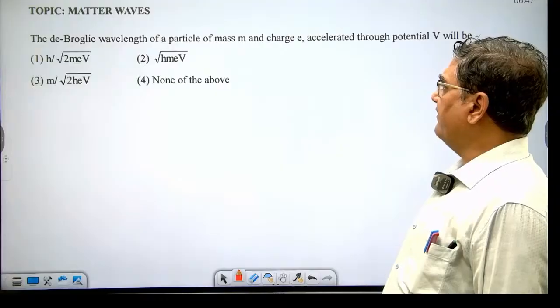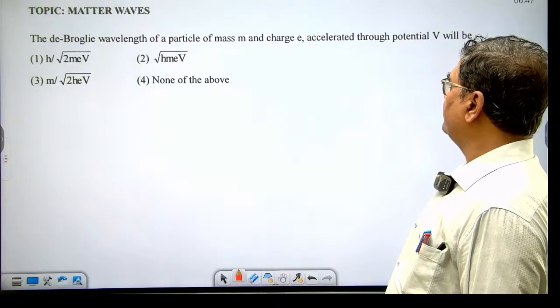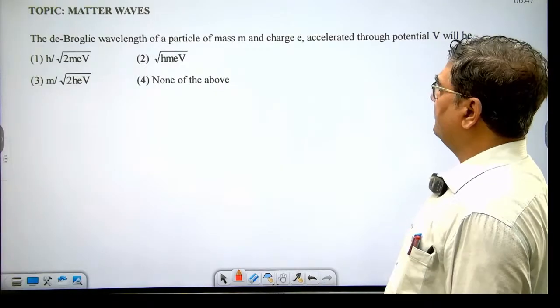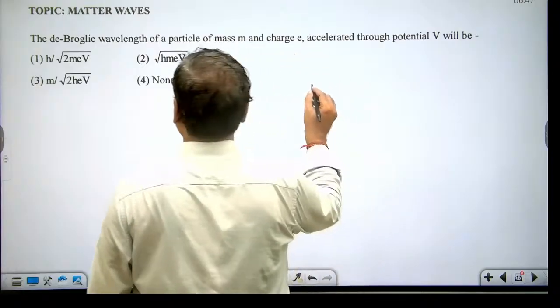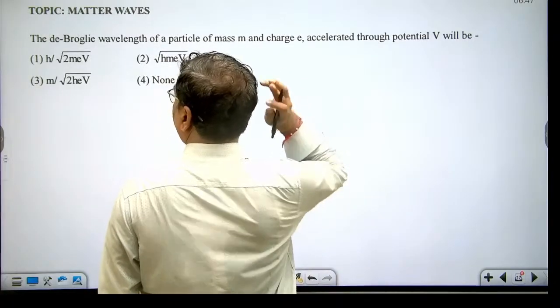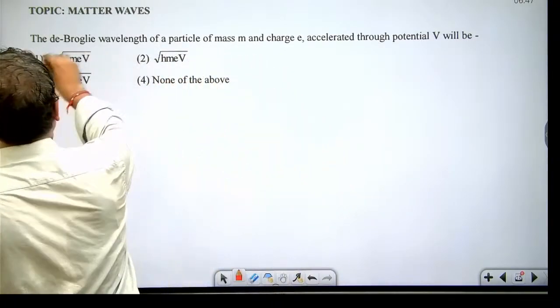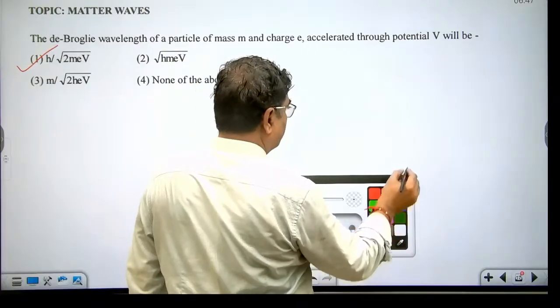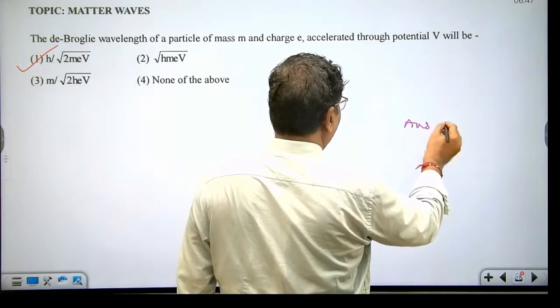The de Broglie wavelength of a particle of mass m and charge e accelerated through a potential V will be. This is a direct formula, lambda equal to h upon under root 2 m e V. Out of 4 choices, the correct choice is option 1.